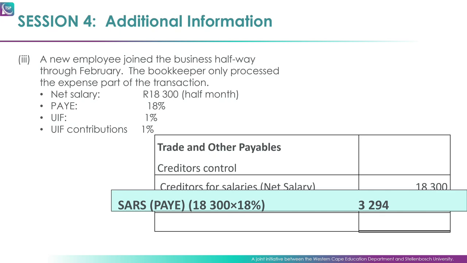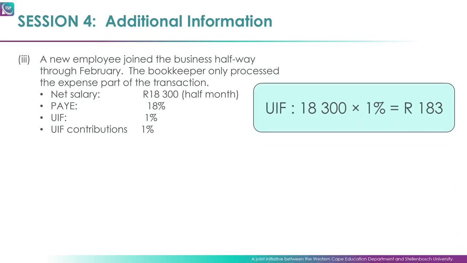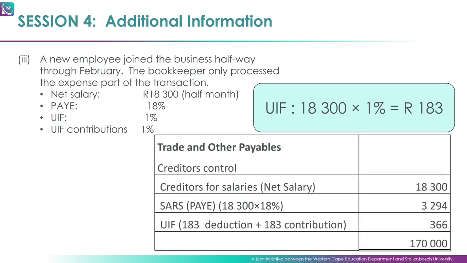And then we have, last but not least, our UIF. So for the UIF, we'll calculate it as 18,300 multiplied by 1%, which gives us 183 Rand. However, what you need to remember is that we have two types of UIF, and that what actually should have been included in here is the fact that this UIF is actually a deduction.